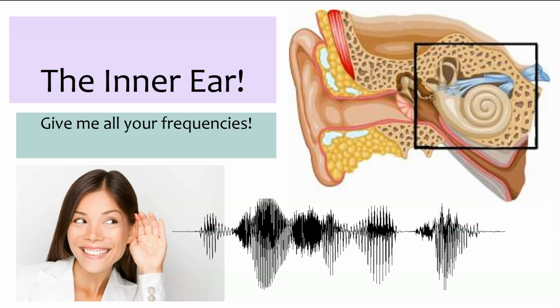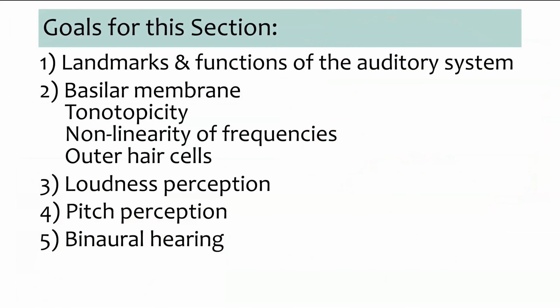Today we're going to continue talking about hearing science. We're going to go into the inner ear where the frequency analysis happens. So just to orient us in the context of our last lecture, where we talked about an overview of the landmarks and the functions all throughout the auditory system, today we're really going to focus on the basilar membrane. We're going to understand the topic of tonotopicity and the nonlinearity of frequency processing. And we're going to spend some time talking about the functions of the outer hair cells.